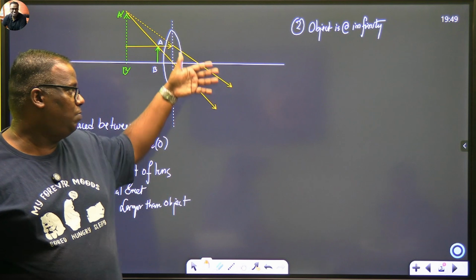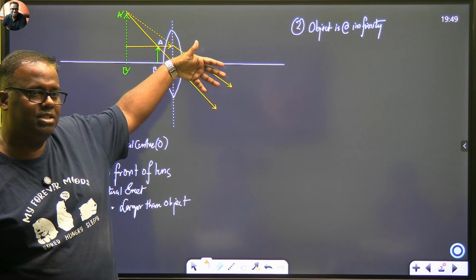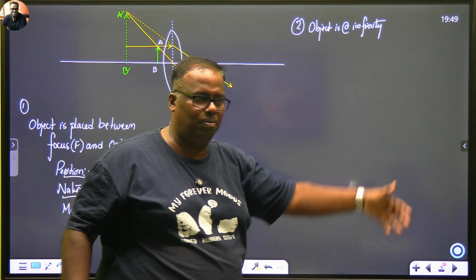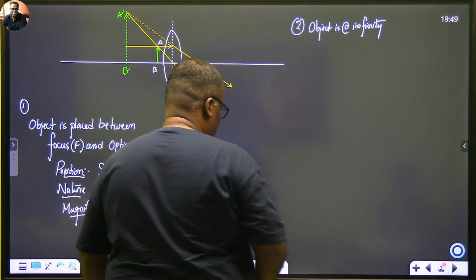If the rays are not parallel to the principal axis but are somewhat like this, then the image will be formed at the focal plane. Let's see that so that it gets clear with you.